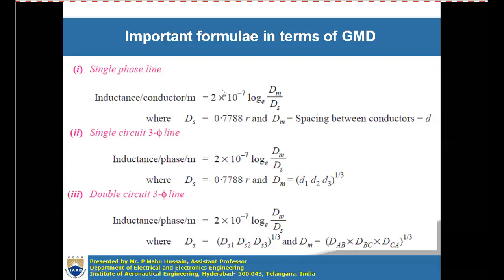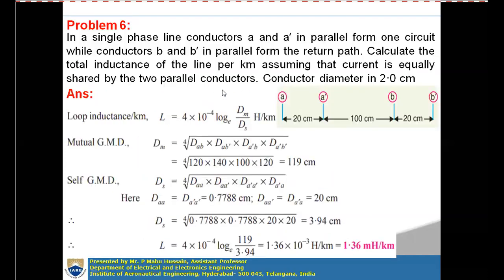See problem number 6. Single phase line, conductors A and A dash in parallel form one circuit, and B and B dash in parallel form the return path. Calculate the total inductance, assuming that current is equally shared by the two parallel conductors. Conductor diameter is 2 centimeters. Here you have to calculate the inductance of a single phase transmission line in which each phase has two conductors running in parallel.